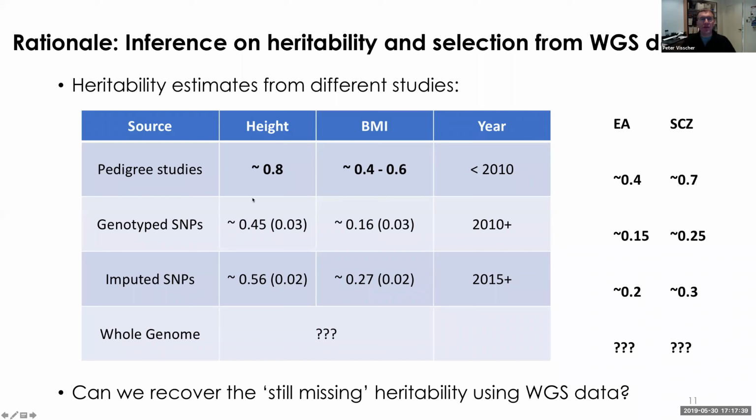And really the question here is, what will we estimate if we go from imputed data to whole genome sequence? How much larger essentially will this number get? And in particular, are we going to recover these estimates at the top here, which are the full heritability due to segregating variants in the population? I have attempted here to give you results for educational attainment and schizophrenia as well. These are my guesstimates, and you can tell me whether these numbers are appropriate for schizophrenia, for example.